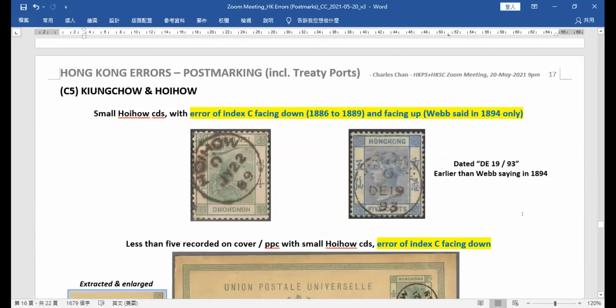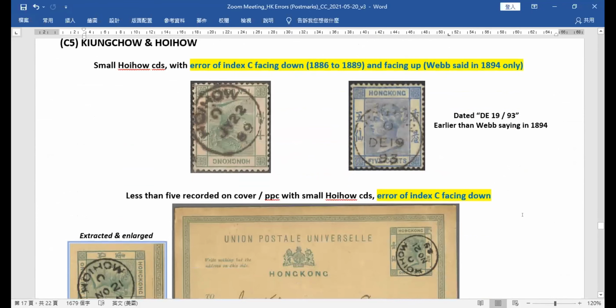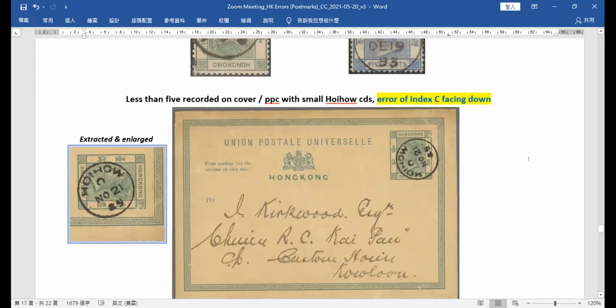I think this was already shown before, if there was some meeting before, the high hull, index C, facing down, facing up, okay? Facing up, Webb saying such in 1894, it is a little bit earlier, December 19, half month earlier. And this on a postcard, Sam has many, okay?